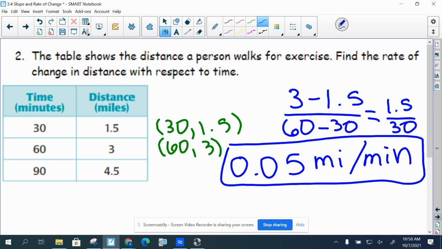All right. And yeah, we could have done any two of these points. So maybe this number isn't as obvious to tell from the graph. Wait a minute. Is that the right unit? Yeah, miles. This is miles, and sorry, per minute.